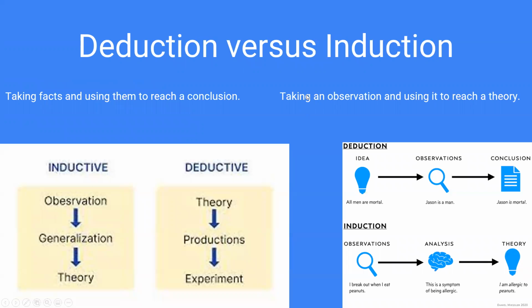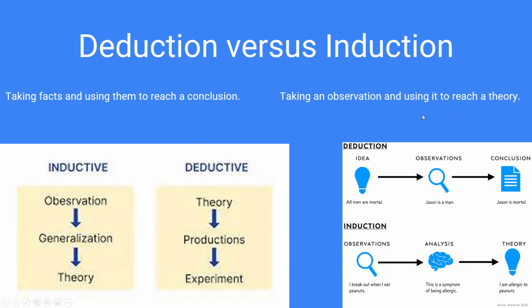So, deduction versus induction. Deduction can be classified as taking facts and using them to reach a conclusion. Oftentimes it's compared to mathematical equations. For example, 10 is larger than 5 and 5 is larger than 3. Therefore, 10 is larger than 3. So essentially we're using a fact and another fact to reach a conclusion.